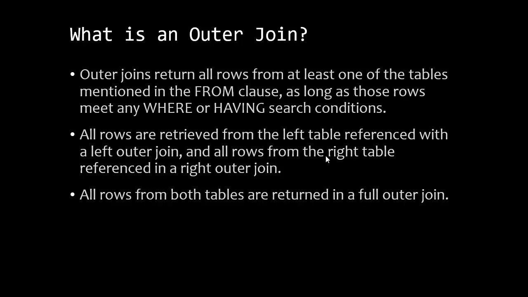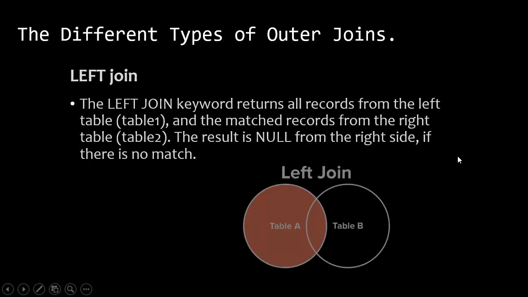All rows are retrieved from the left table referenced with the left outer join. All rows are from the right table referenced from the right outer join. And then if you want to reference both tables and get all rows from both tables, you would do a full outer join. Let's talk about each of these a little bit separately.